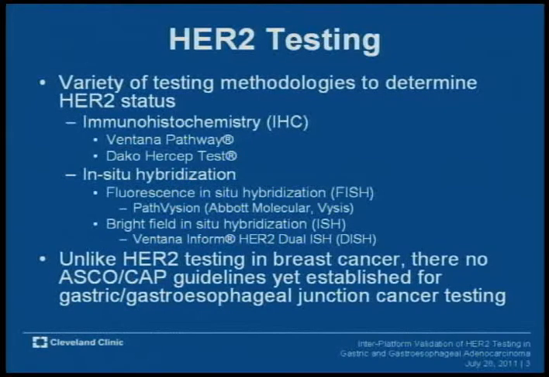HER2 testing actually began in breast cancer, and it's still going on now. However, now it's moving more towards gastric cancer to learn whether the same things that happen in breast cancer are also reflected in gastric cancer. Since breast cancer research for HER2 testing has been going on for a while, there are established guidelines produced by the American Society of Clinical Oncology, as well as the College of American Pathologists, that help guide testing parameters. However, there are no official guidelines for gastric cancer yet.